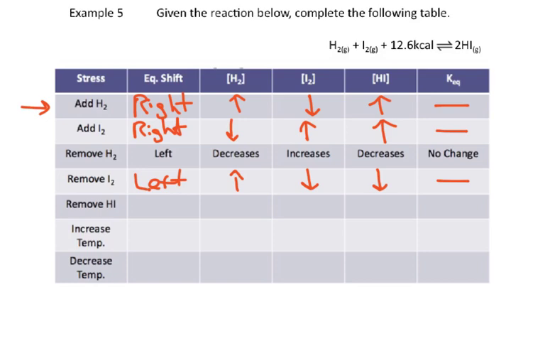Removing HI, we want to try to replenish that and make some more of it. To do that, we need to shift to the right. Shifting to the right again causes substances on the left to have their concentrations decrease, H2 and I2 both. We have actually removed HI, so its concentration automatically decreases. And no temperature change means no KEQ change.